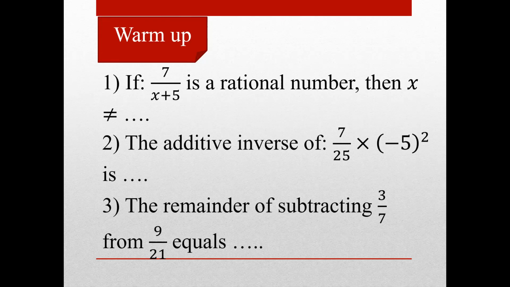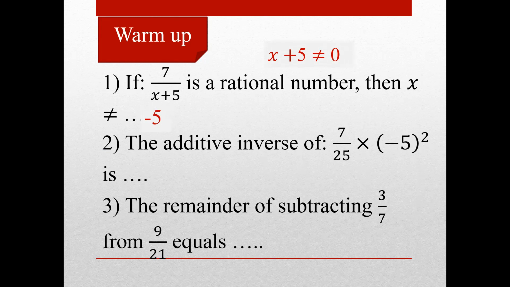First question: if 7 over x plus 5 is a rational number, then x not equals what? If the number is a rational number, then its denominator does not equal 0. So x plus 5 not equal 0. So x not equals -5.